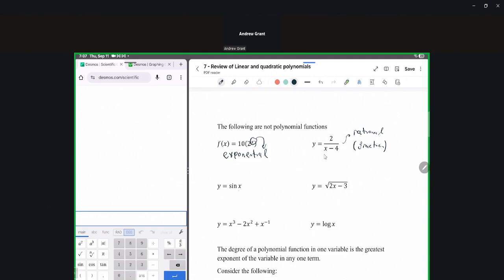You might be thinking, is this the same sin and cos that we saw from trigonometry? It is actually. So this is what we call a sinusoidal function. Or some people call this the trigonometric function. That's fine as well. y equals the square root of 2x minus 3. You're like, oh, the square roots have ones too? Sure they do. This one's called a radical function.